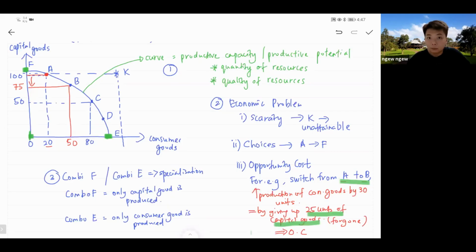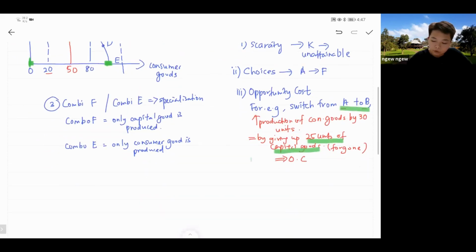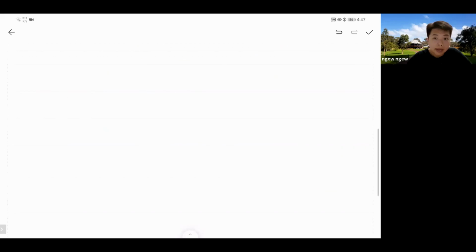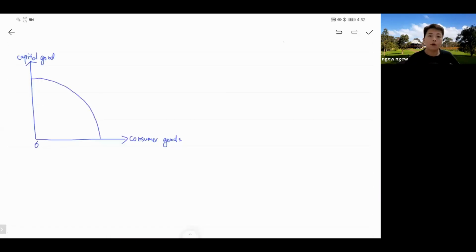Okay, let's move on. So we move on to a more macro perspective to understand other macroeconomic concepts using PPC. After understanding the basics of PPC, and how using PPC we can show scarcity, we can show choices, we can show specialization, and we can show opportunity costs.